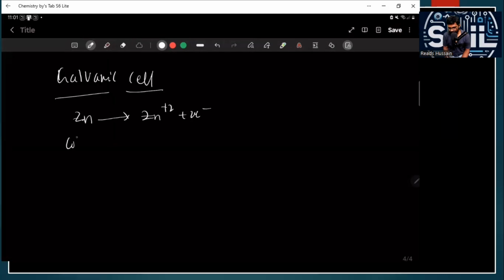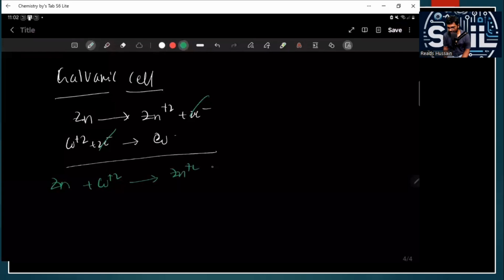Copper gets reduced by gaining 2 electrons. The overall reaction will be, the 2 electrons get cancelled, so Zn plus Cu2+ gives Zn2+ plus Cu. So this is the overall reaction. This overall reaction is represented by IUPAC rules.